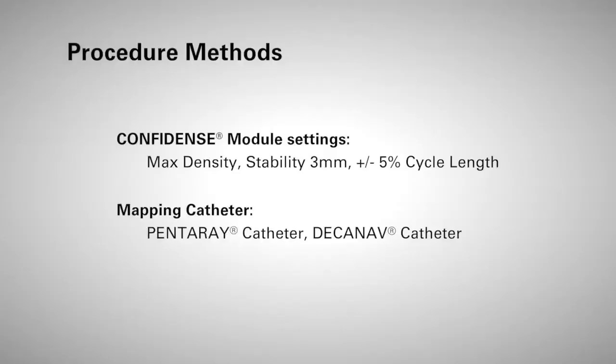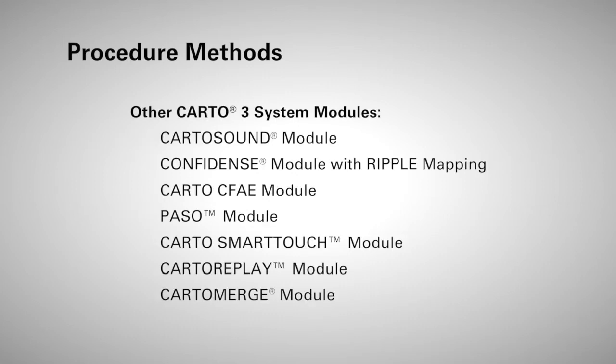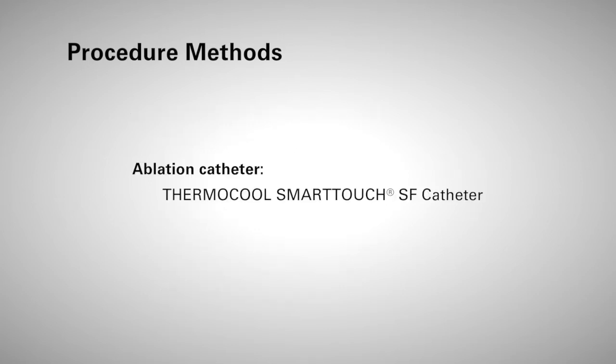So again, the procedure methods for mapping, this was a case performed with the Pentaray and Confidence. The module settings, once again, maximum density, the position stability was at 3 millimeters, and the tachycardia cycle length filter was set at plus or minus 5%. Again, DECANAV was used for coronary sinus, and the CARTO 3 system modules are listed here, which were used in conjunction with this mapping case. The ablation catheter was once again a SmartTouch SF catheter.